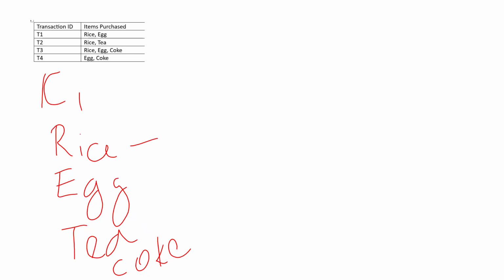Rice occurs in transaction 1, transaction 2, and transaction 3, so totally it occurs 3 times. Then egg. Egg occurs in transaction 1, is not available in transaction 2, and is available in transactions 3 and 4. So egg occurs 3 times. Then tea. Tea is available only in transaction 2, so it occurs only once. Then coke. Coke came in transaction 3 and transaction 4, so its frequency is 2 times.